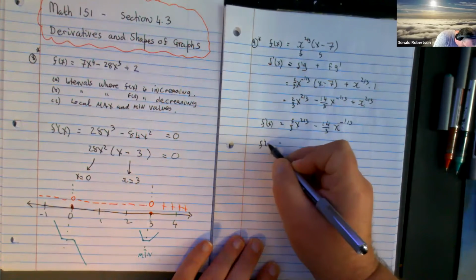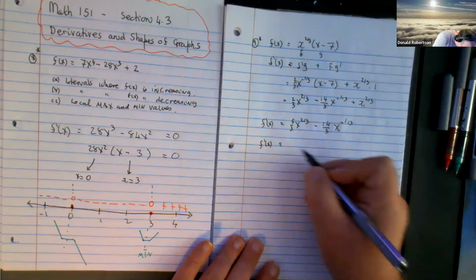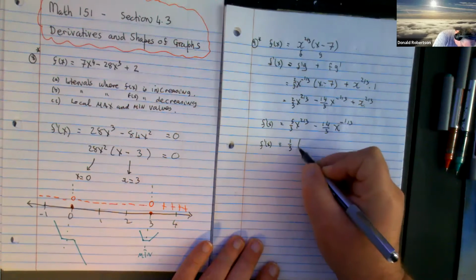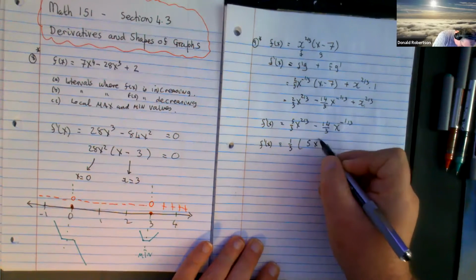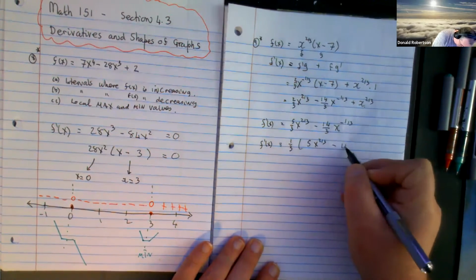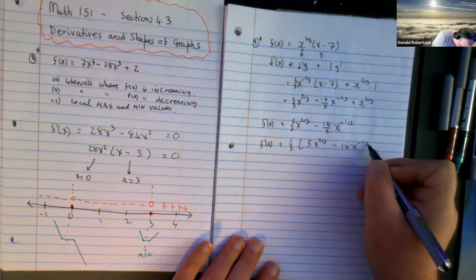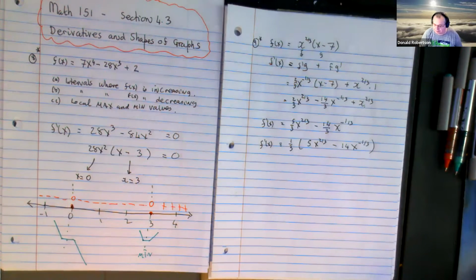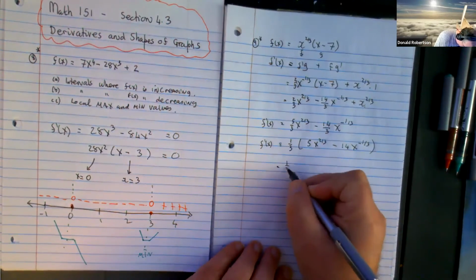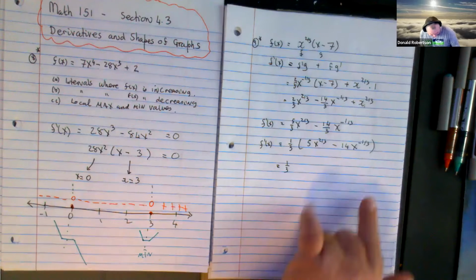And I want to make it look pretty. I'm going to take it really slowly. If I just pull out the 1/3, it kind of makes it a little bit cleaner. Now, we've done this a few times, but it's always weird.